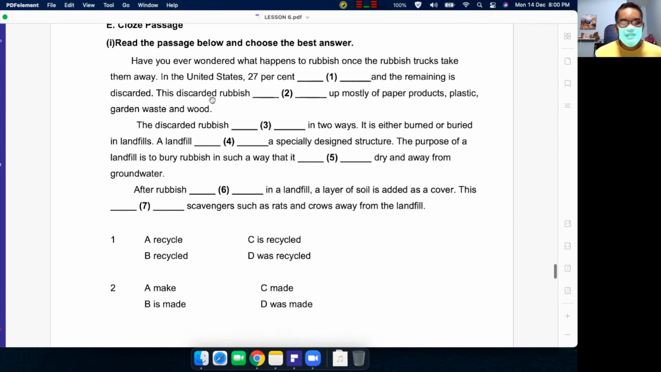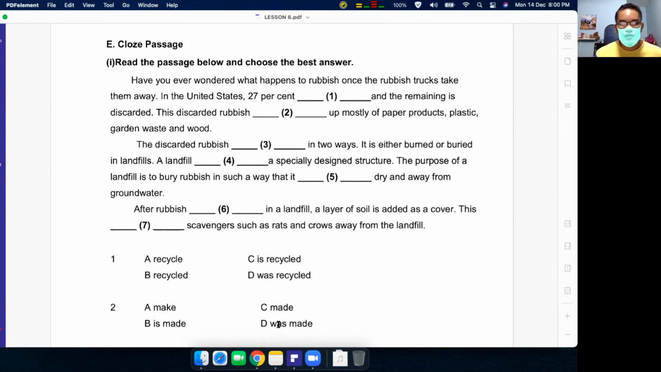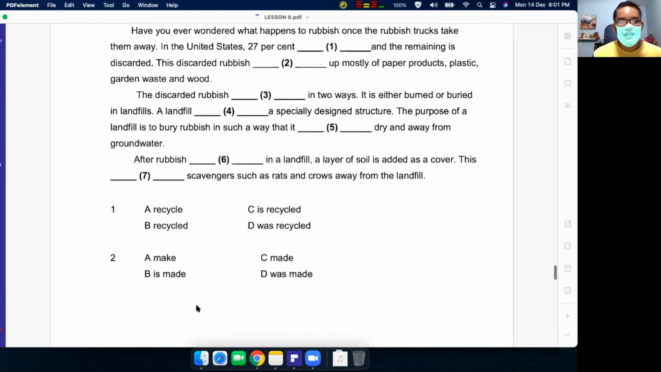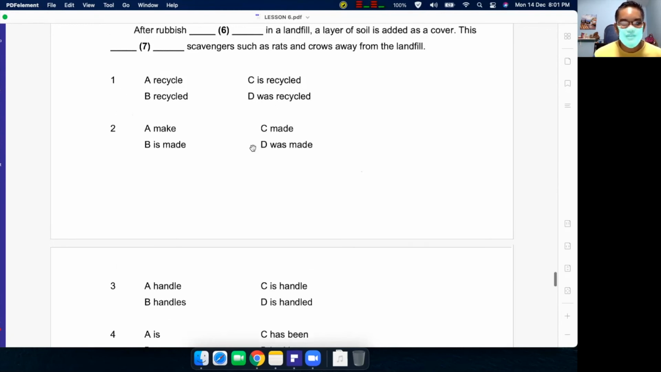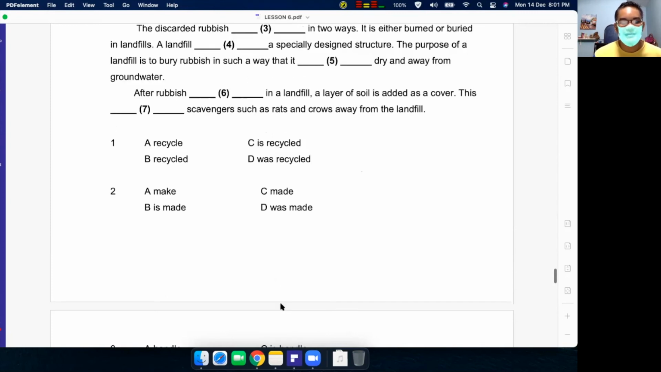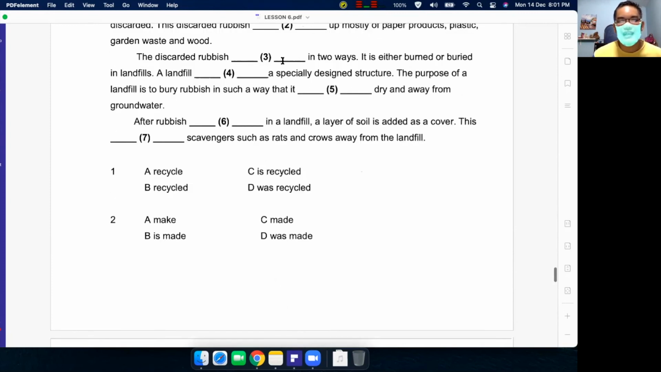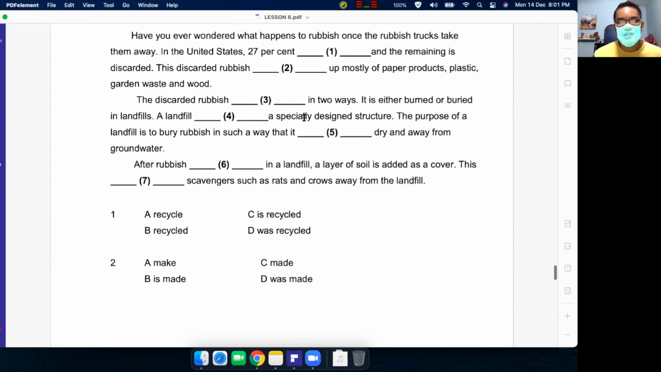This discarded rubbish, question number 2, can you choose was made or is made? So the best answer here is B. This discarded rubbish is made up mostly of paper products, plastic, garden waste, and wood. Question number 3, the discarded rubbish, of course, taking the cue from question number 1, question number 2 is handled, right? This discarded rubbish is handled in 2 ways. It is either burned or buried in landfills.